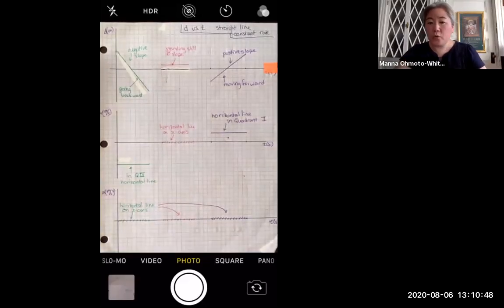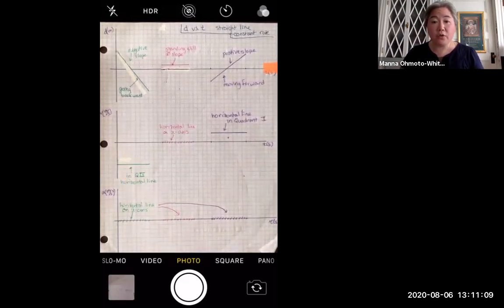This video is going to look at the relationships between D versus T, V versus T, and A versus T graphs. So this will be the first in the series, and this is going to simply look at D versus T graphs that are in a straight line, so they are moving at a constant rate.